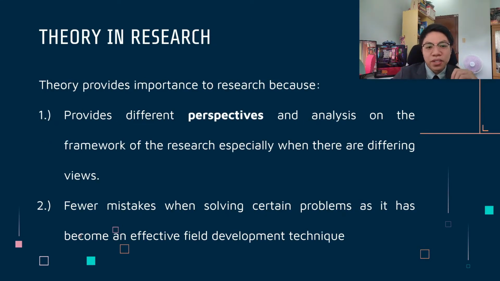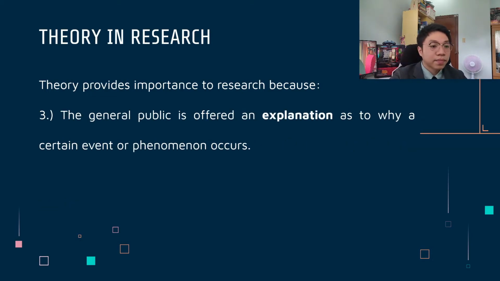So, what importance does theory provide to research? So, the very first one would be by applying theory to your research, there are different perspectives and analysis on the framework of the research, especially when there are differing views. By employing theory as well, you get fewer mistakes when solving certain problems, as it has become an effective tool for field development. And lastly, the general public is offered an explanation as to why a certain event or phenomenon may occur.